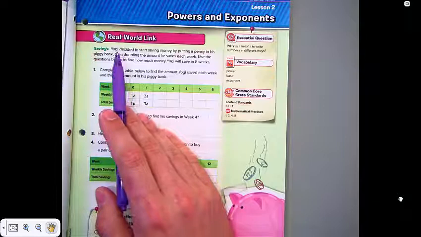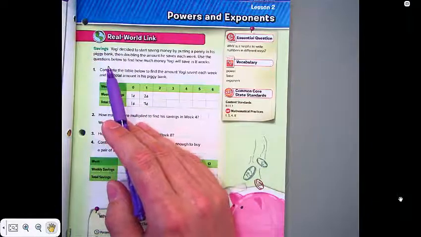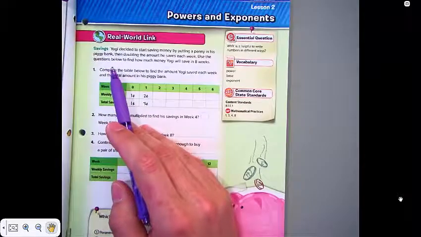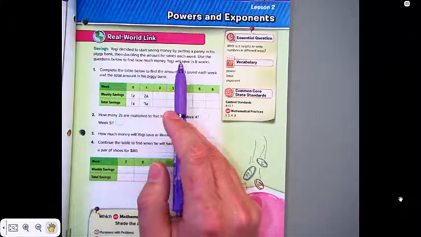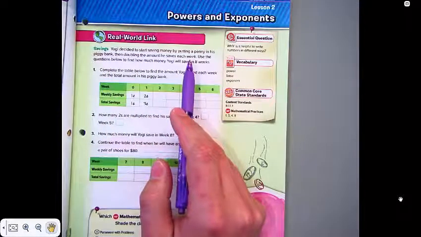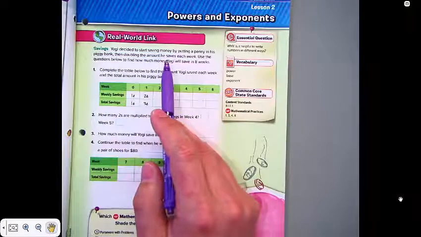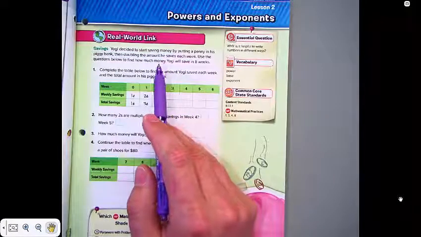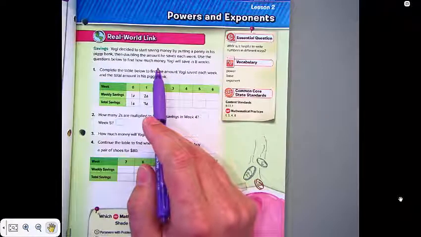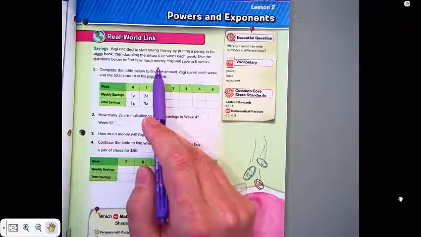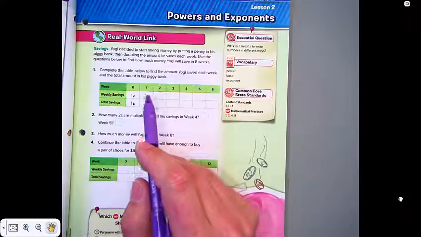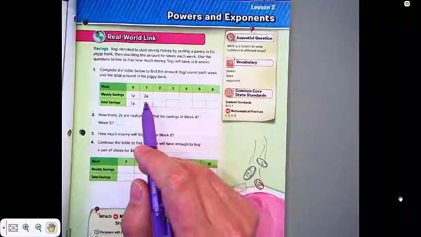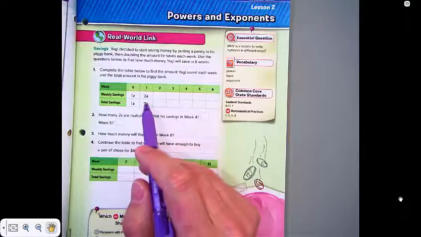It says, Yogi decided to start saving money by putting a penny in his piggy bank, then doubling the amount he saves each week. Once again, the key there when reading this is that he is doubling the amount each week. Use the questions below to find out how much money Yogi will save in 8 weeks. Complete the table below, find the amount Yogi saved each week and the total amount in his piggy bank.